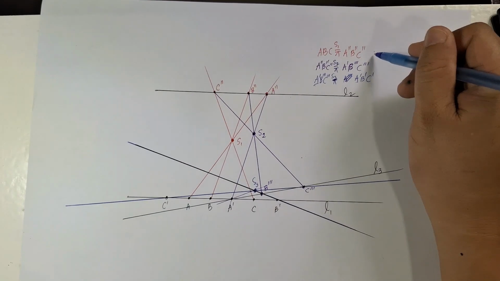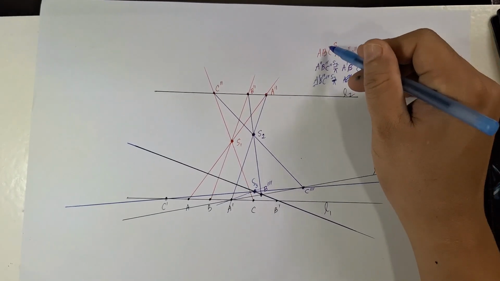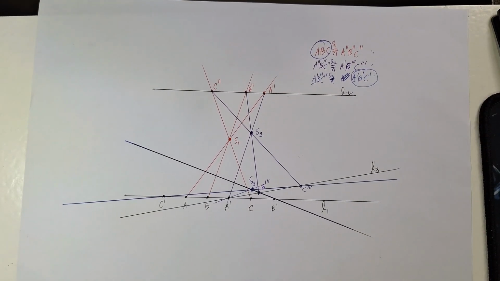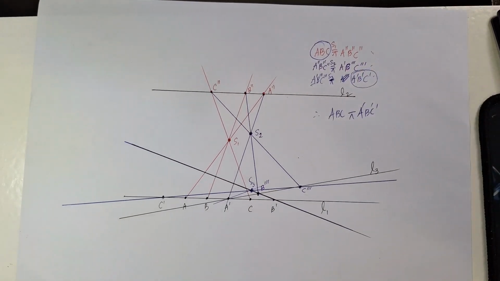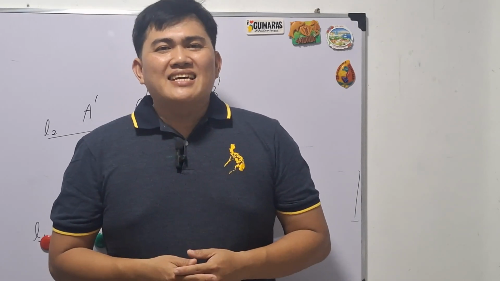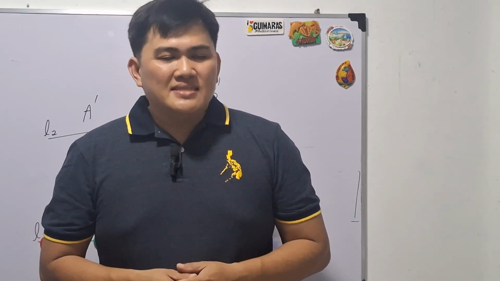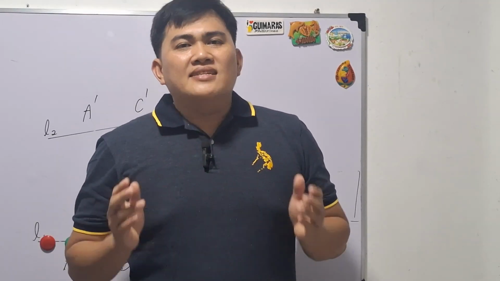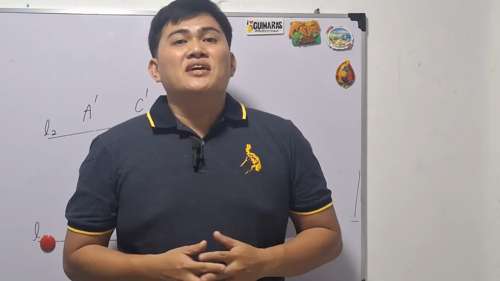So we already have a series of perspectivities, and we can say that ABC is projected into A prime, B prime, C prime. Done. Thank you for exploring the elegance of projective transformations. Now, take a pencil, construct your own mappings, and see how geometry comes alive in your hands.